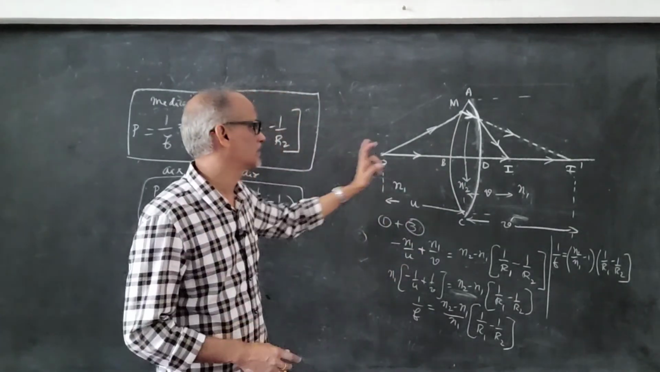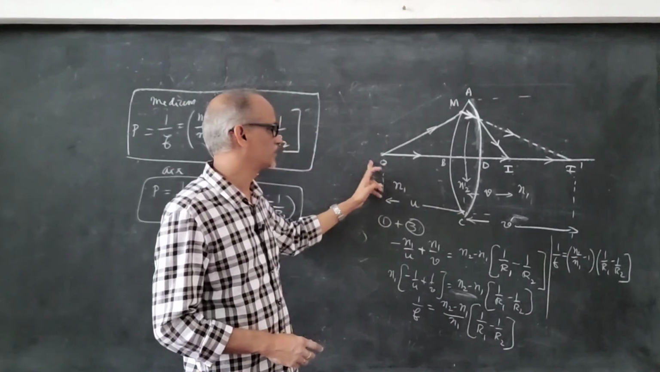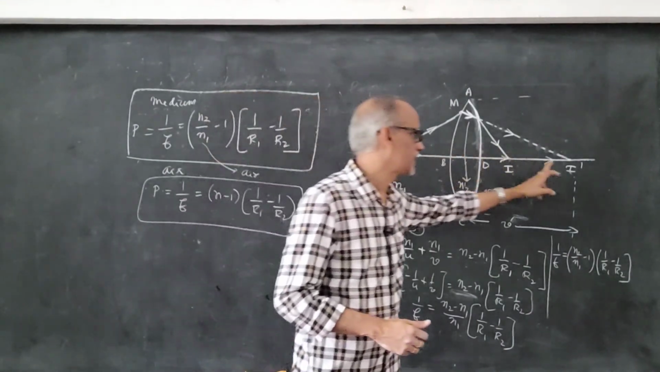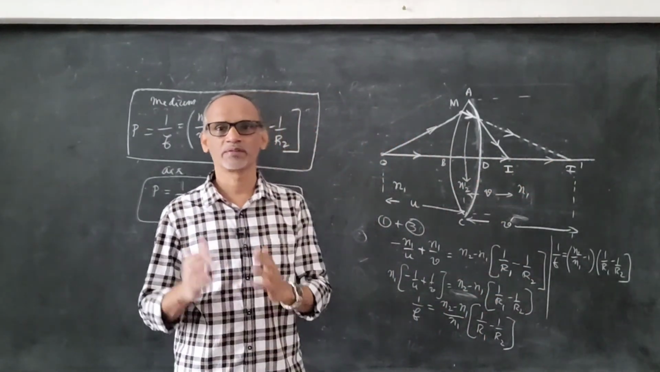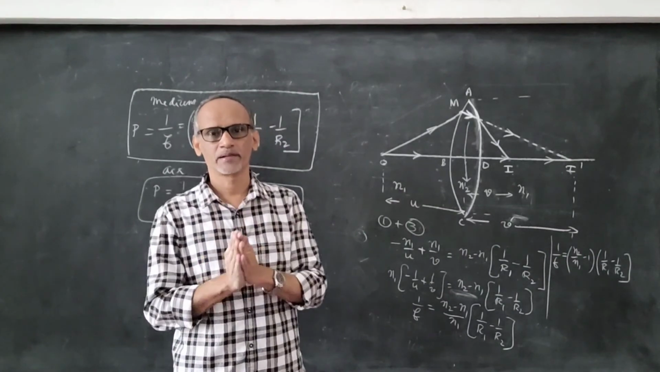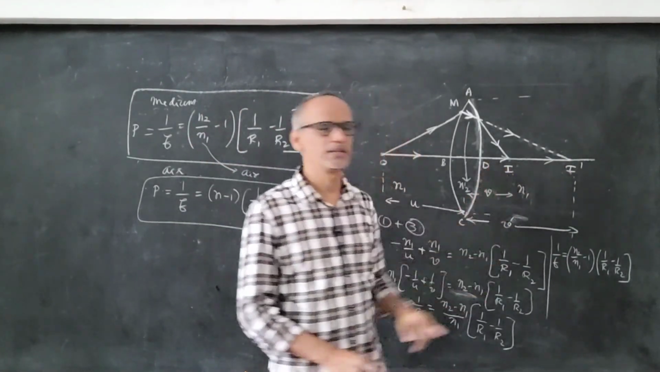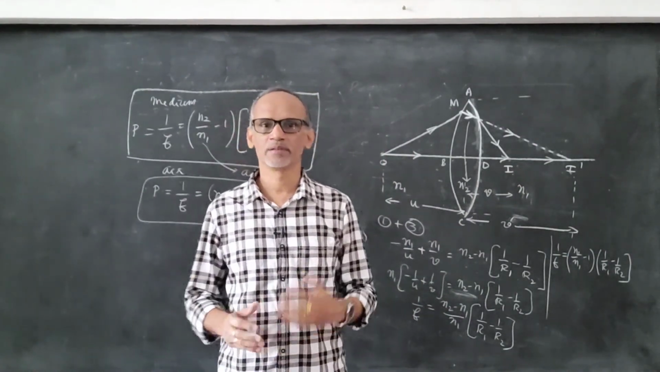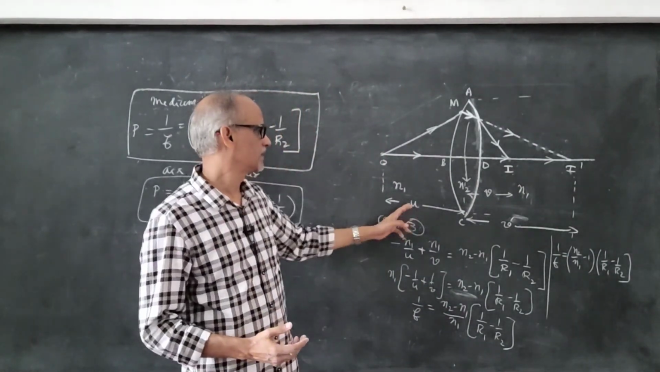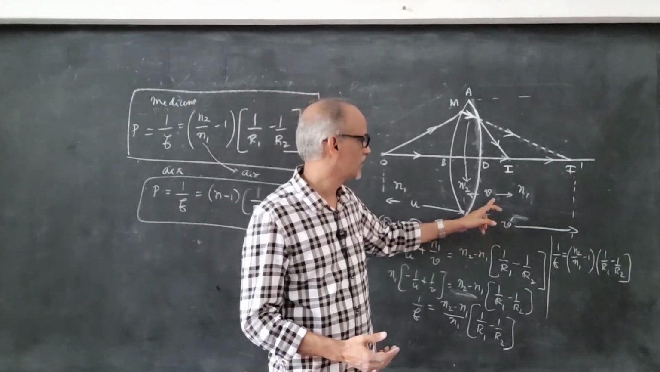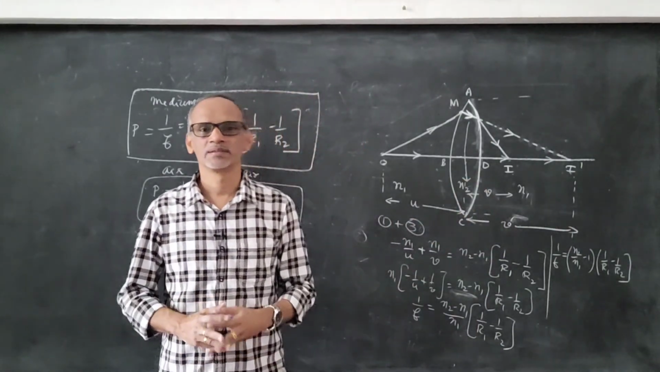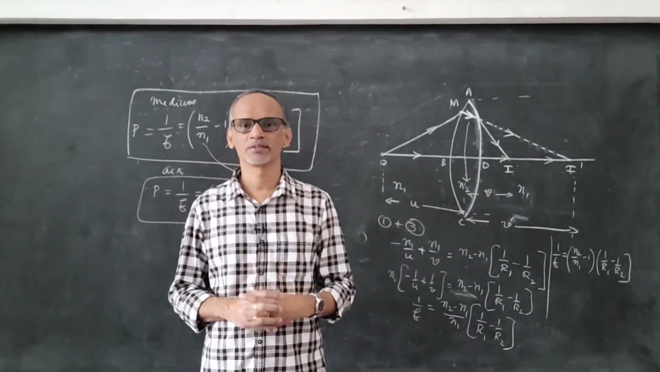And for refraction through the first surface, O is the object, real object, and I dash is the real image. That is for refraction through the first surface. For refraction through the second surface, I dash is the virtual object and I is the final real image. Even the variables you need to consider properly: U, V dash, and then V. This is how you have to consider the variables. So hope you have understood the derivation.